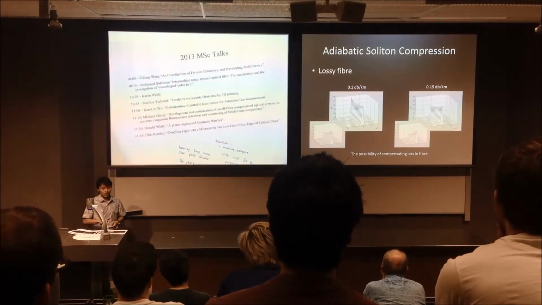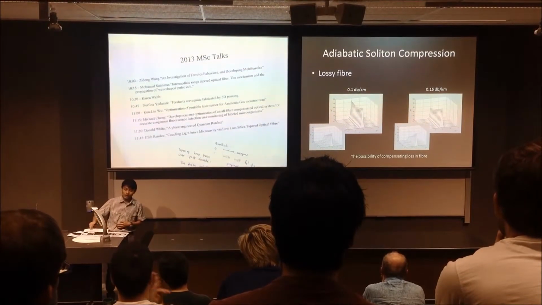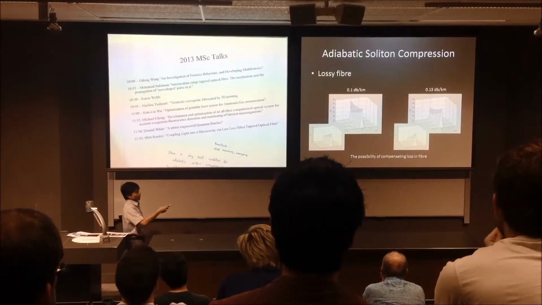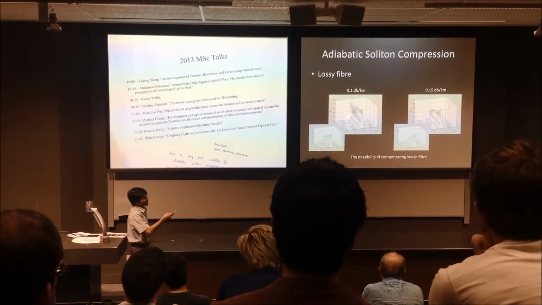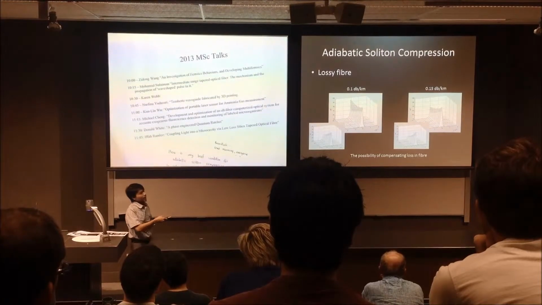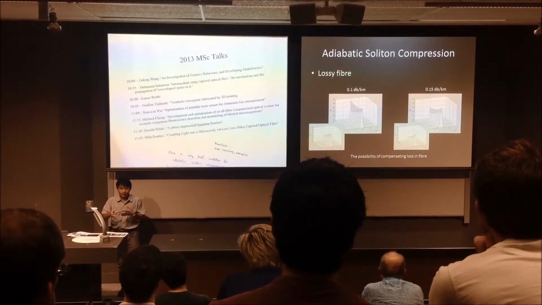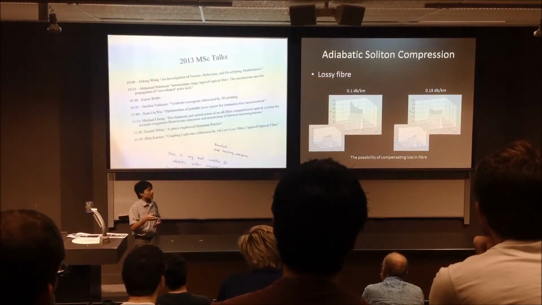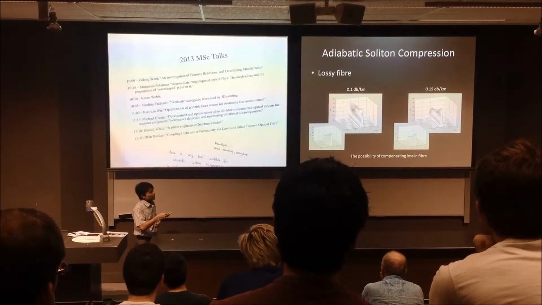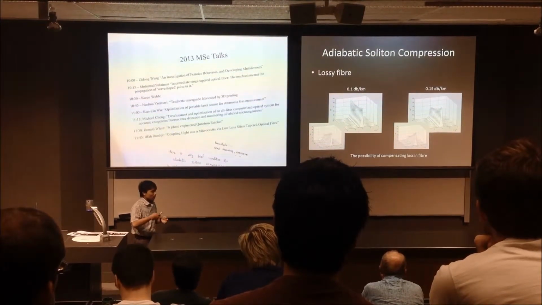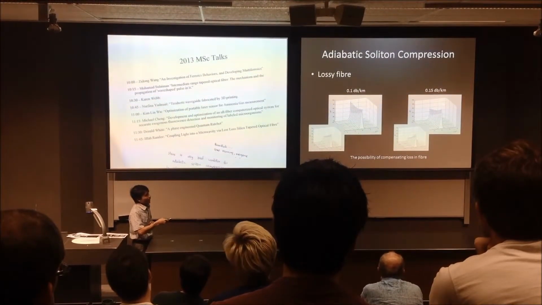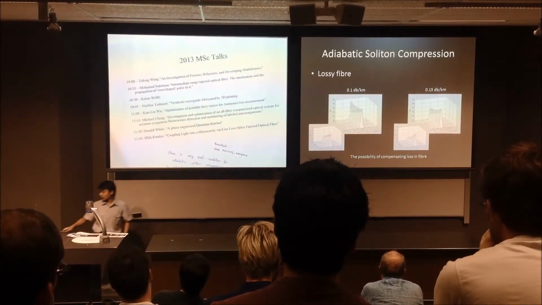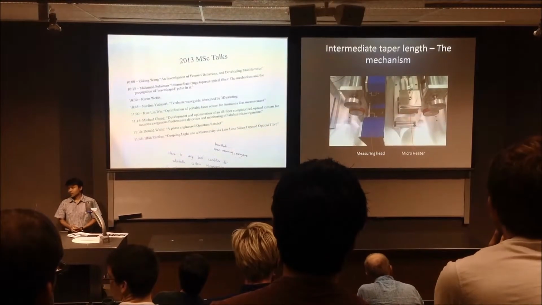However, as we know, fiber has losses. So here is the example of a pulse in a lossy fiber, and here is the same pulse in a tapered fiber. By carefully designing our tapering profile, we can not only compensate the loss, but we also can get a gain as the pulse propagates.